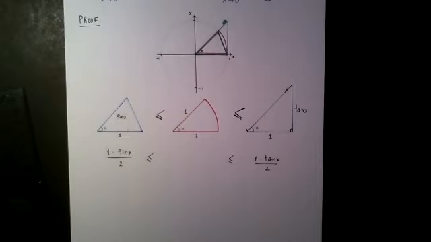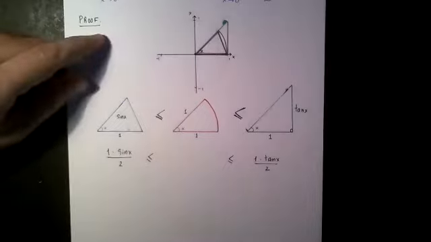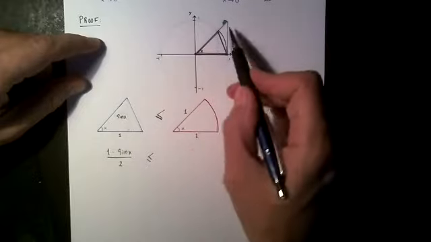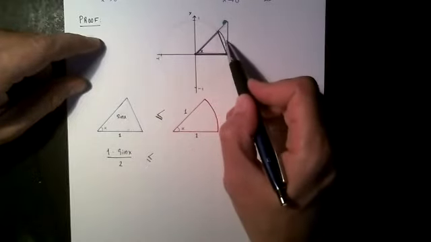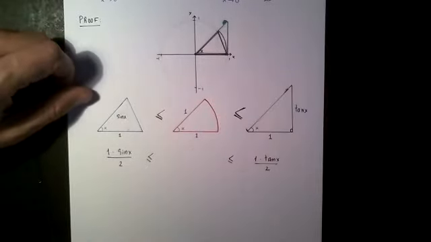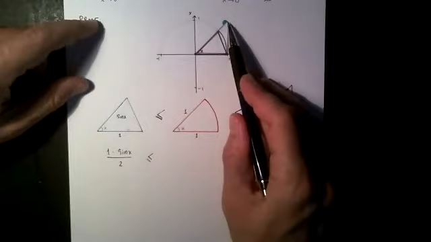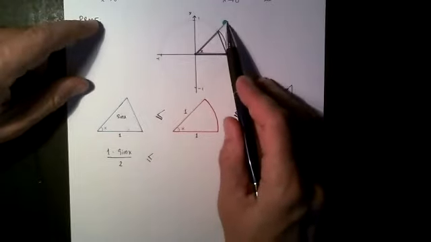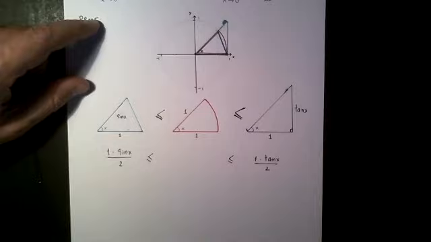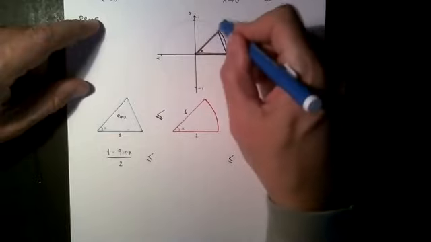You do the big triangle minus the small triangle. Sorry? The big triangle minus the small triangle? Who said that? I can't see who's talking, but if you do big triangle minus small triangle, you're going to get this little triangle here, which is not what I'm looking for. So that's not good.